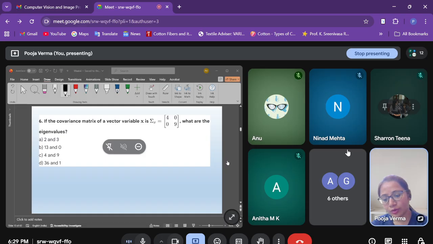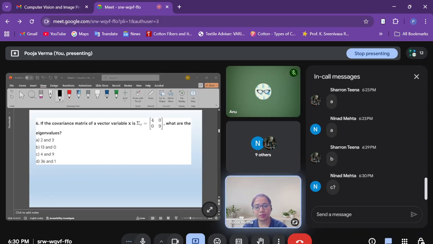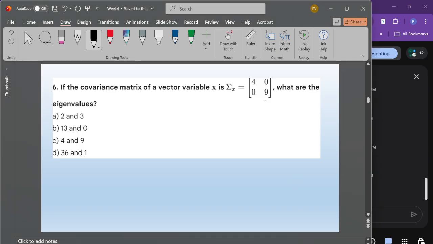You already know the characteristic equation. We already know that it is a diagonal matrix, right? Okay, yeah, C, correct. But let's check. This is a diagonal matrix, so the eigenvalues are simply the entries located on the main diagonal. We can also calculate using the characteristic equation to find the eigenvalues.